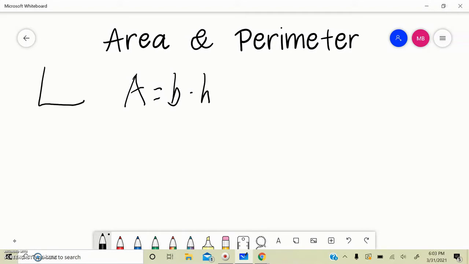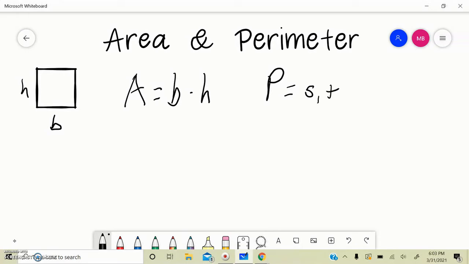So if I'm looking at a square, I'd have base times height. Now, perimeter uses a different operation. So area uses multiplication, perimeter uses addition. So I have side 1 plus side 2 plus side 3 plus side 4. So remember, for perimeter, I add up all four sides of a quadrilateral. So I would add up all four sides of my square.